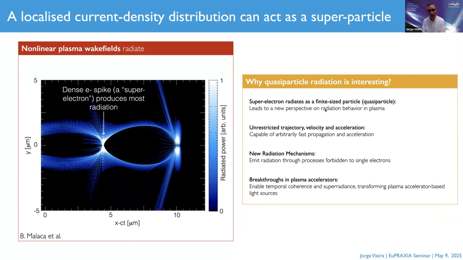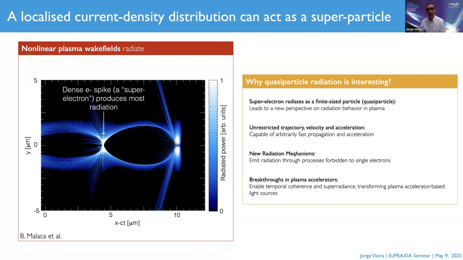And so if we think in this perspective, this can lead us to new radiation behaviors in plasma. This is interesting because now these quasi-particles have unrestricted trajectories, velocities, and accelerations. They can travel arbitrarily fast and be subject to arbitrarily high acceleration, and this is because they are a result of a collective effect. Okay, so we don't break any type of physical law.